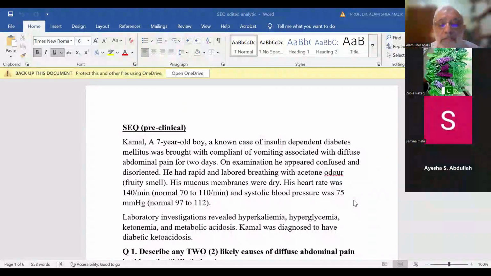Laboratory investigations revealed hyperkalemia, hyperglycemia, ketonemia, and metabolic acidosis. And Kamal was diagnosed to have diabetic ketoacidosis. Now, this example I'm presenting is for a higher level of students. Later on, I'll use the same example in, let's say, the initial years of the medical course.